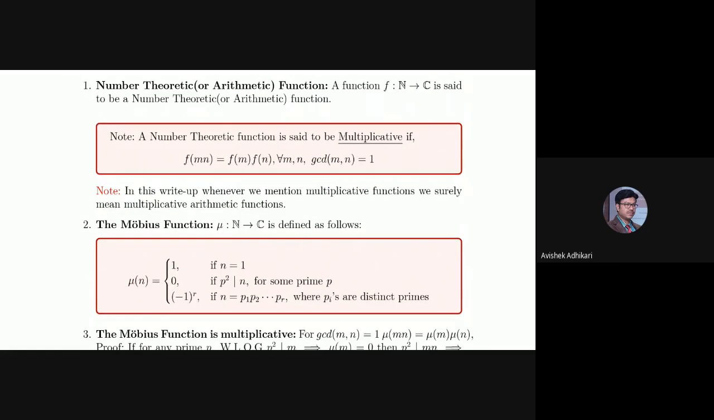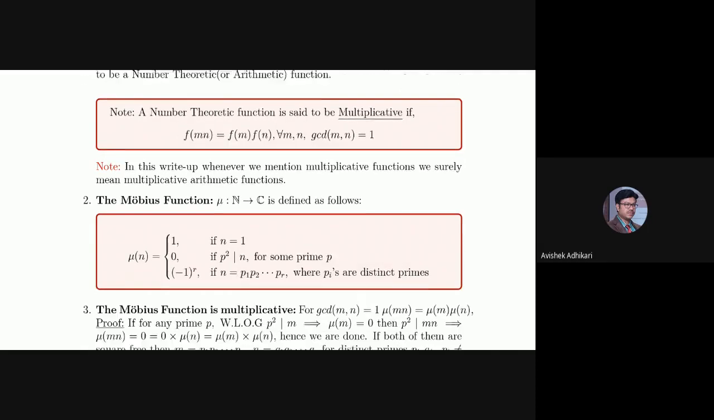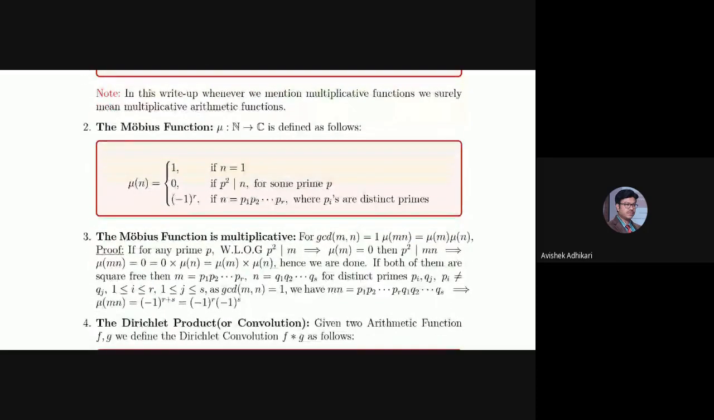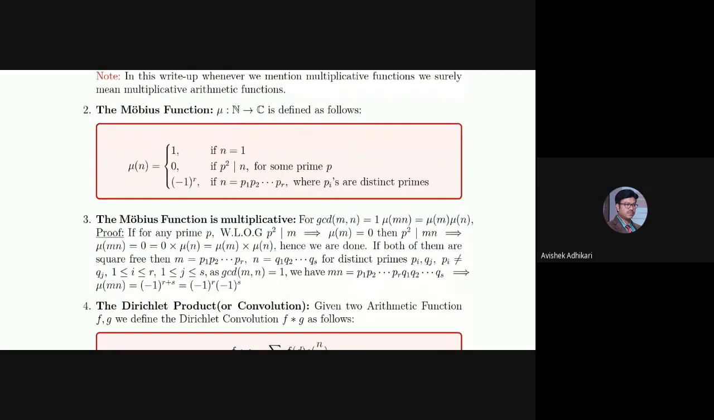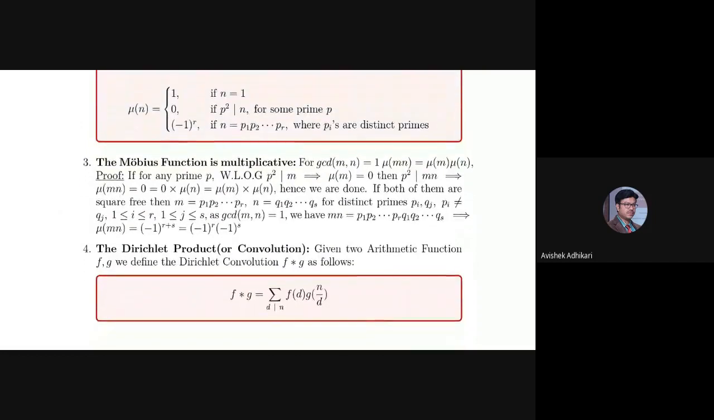Now we know that an arithmetic function is a function from the set of natural numbers to the complex numbers, and a multiplicative function is a function that follows the property f(mn) equals f(m) f(n), where GCD of m and n equals 1, or m and n are co-prime numbers. So now as we have defined the Mobius function, we can easily prove that the Mobius function is multiplicative. And the proof is pretty obvious.